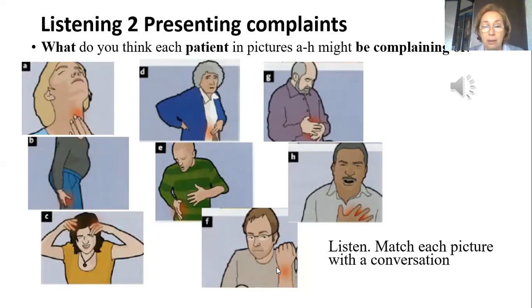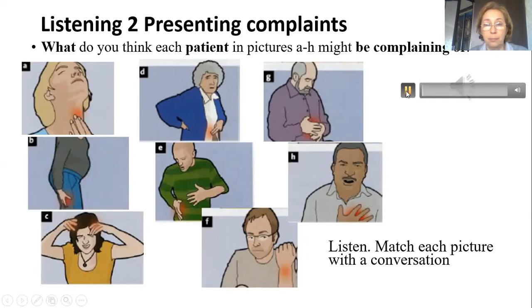Picture F. The wrist. Hand. Wrist. Arm. Picture G. Abdomen. And H. Heart. Chest. Heart or chest. Yes. Now let us listen to the conversations and match each picture with a conversation.